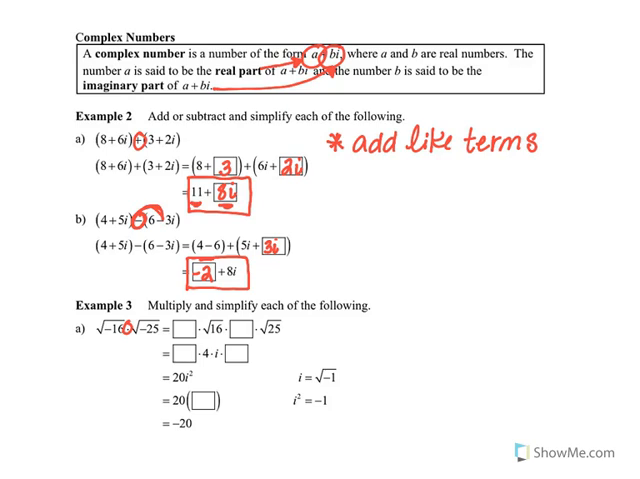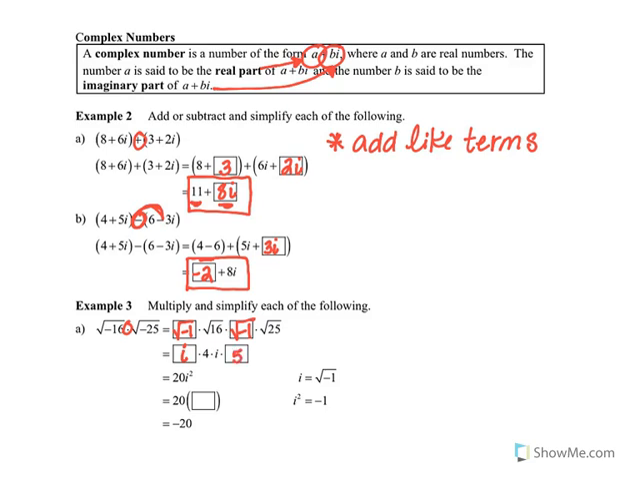when I have the square root of negative 16, that's the same thing as the square root of negative 1 times 16 and the square root of negative 1 times the square root of 25. I know that each one of these square roots of negative 1 are equal to i. The square root of 16 is 4. I have the square root of negative 1, which is i again, and the square root of 25 is 5.